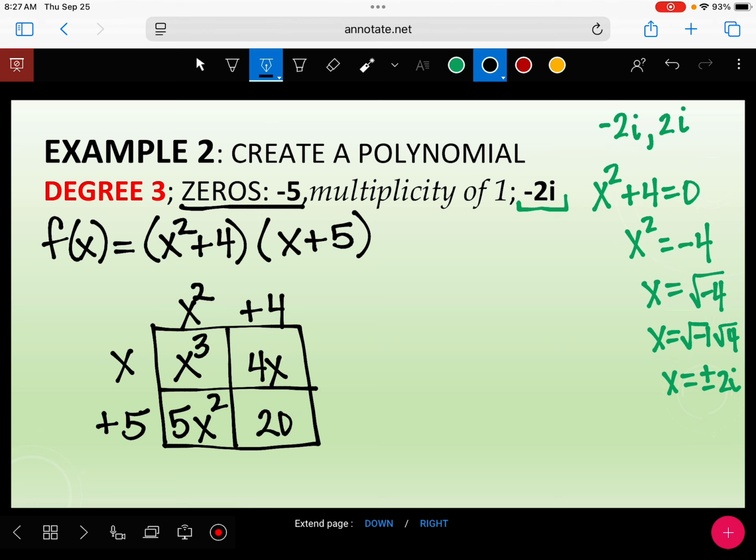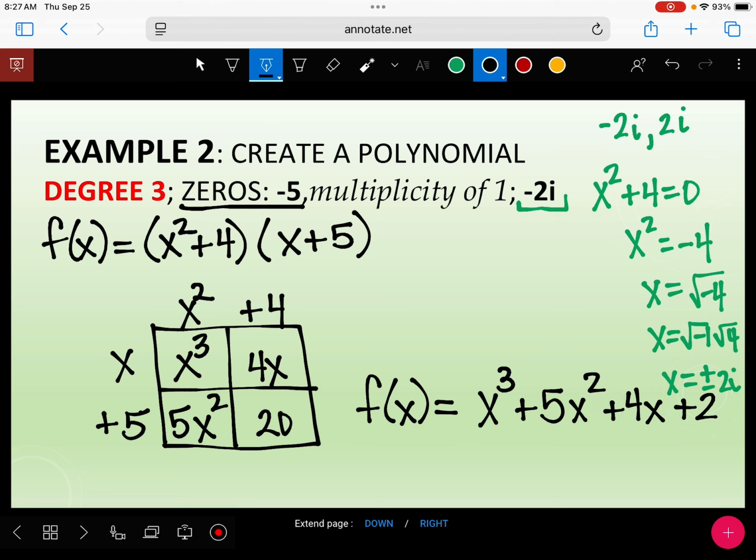So do I have any like terms in my boxes? No. So my answer would be f of x equals, and I just start with the highest power and go down. x cubed plus 5x squared plus 4x plus 20. That is my third degree function. That is going to give me a 0 at negative 5 with a multiplicity of 1, and also negative 2i.